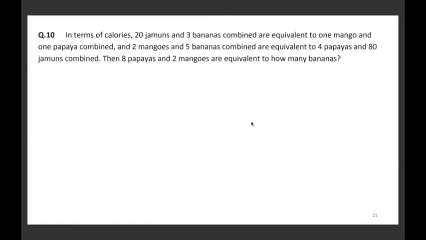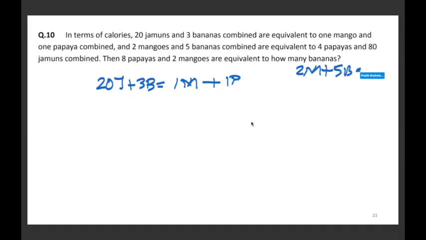In terms of calories, 20 jamuns and 3 bananas is equivalent to 1 mango and 1 papaya combined, and 2 mangoes and 5 bananas combined are equivalent to 4 papayas and 80 jamuns combined. Then 80 papayas and 2 mangoes are equivalent to how many bananas? The first equation reads as 20 jamuns plus 3 bananas is equal to 1 mango plus 1 papaya. Next reads as 2 mangoes plus 5 bananas is equal to 4 papayas plus 80 jamuns.